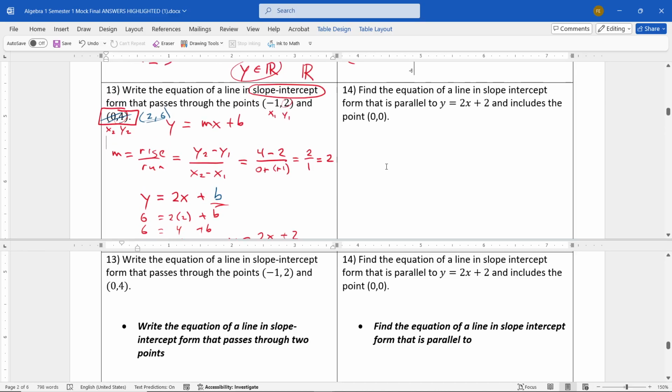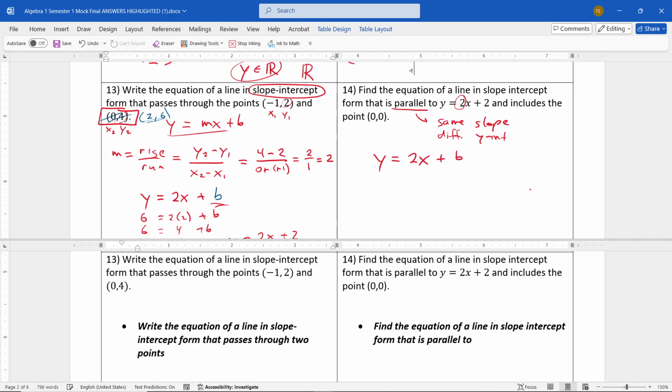So 14, find the equation of a line in slope-intercept form. That's still mx plus b. That is parallel to this line. So parallel means same slope, but different y-intercept. So we know the slope of our new line definitely has to be 2. So far we know this. Our new line to be parallel has to be y equals 2x to be the same slope, but then plus a different y-intercept.